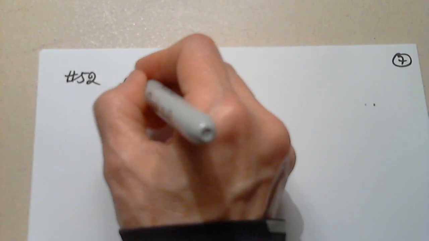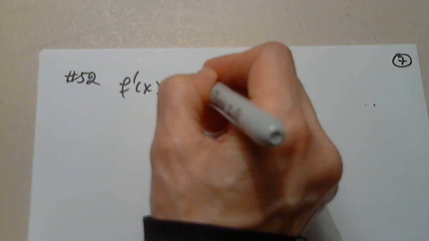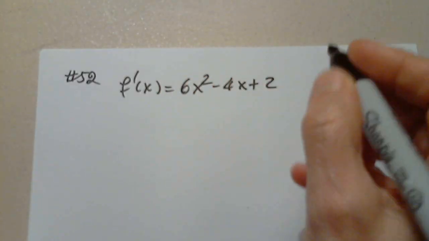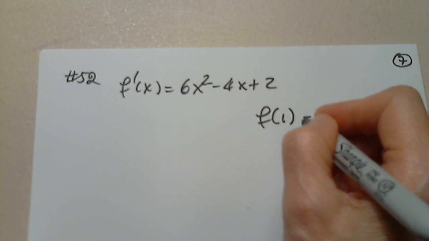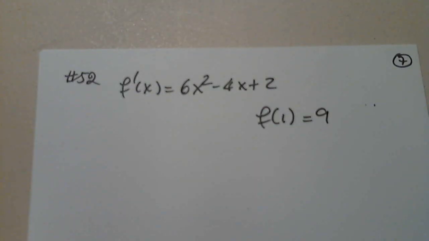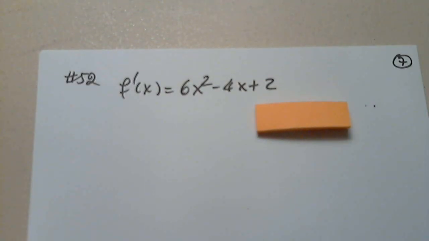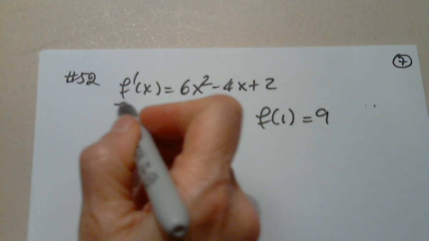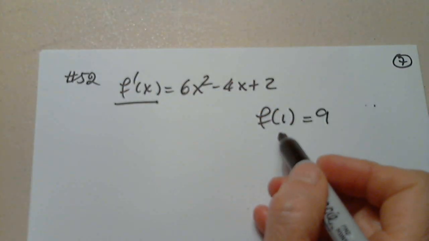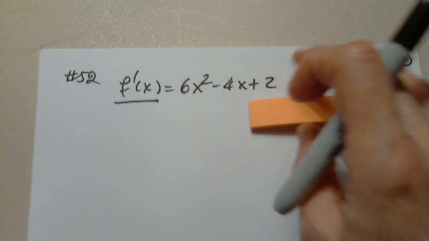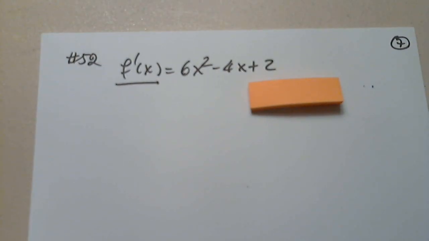Very good. So f prime of x equals 6x squared minus 4x plus 2. And they're telling us that f of 1 is 9. We don't have f. So this is not something that I can use at this point because I don't have the function. I have the derivative of the function, but not the function. Good, so let it sit for a moment.